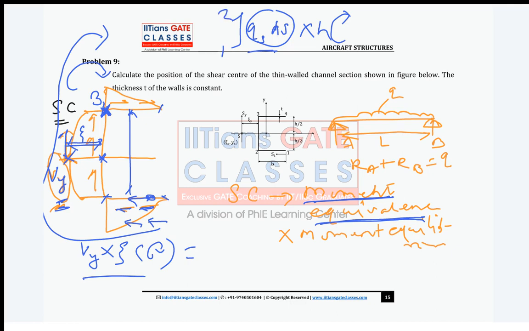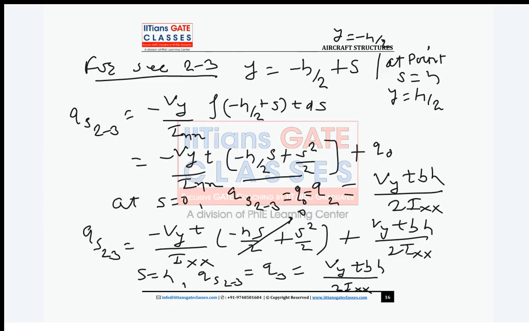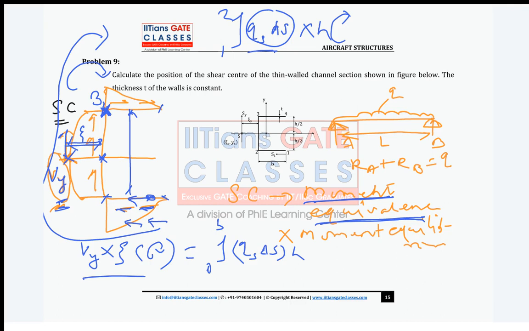What is that 1? If you integrate, it is 0. What is that 2? It is b. So it is 0 to b, qs ds into h. So this is your moment equivalence. Now, guys, what was your qs 1 to 2? We have discussed, right? What was qs 1 to 2?